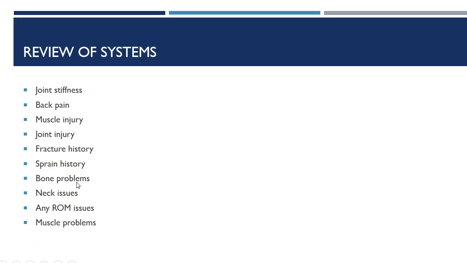The review of systems: is there any joint stiffness, any back pain, any injury to the muscle or joint? Do they have a history of fractures or a history of sprains? Is there any history of bone problems? Are they having, or have they ever experienced, any neck issues or range of motion issues or any problems with muscles in general?